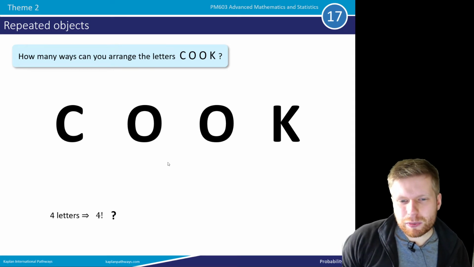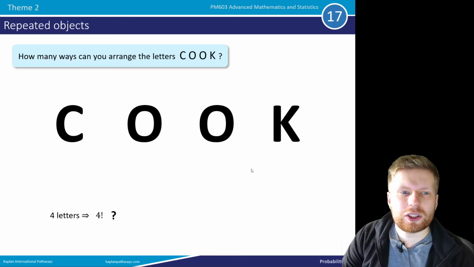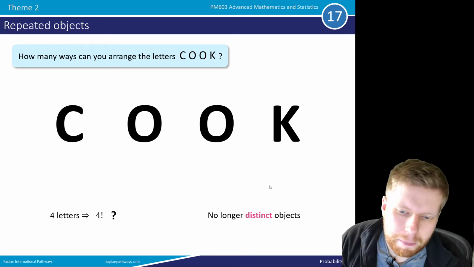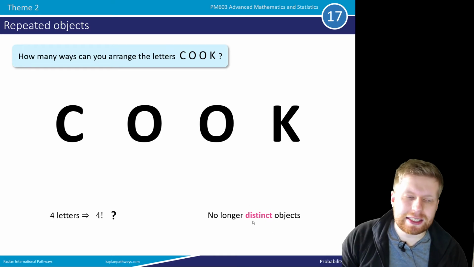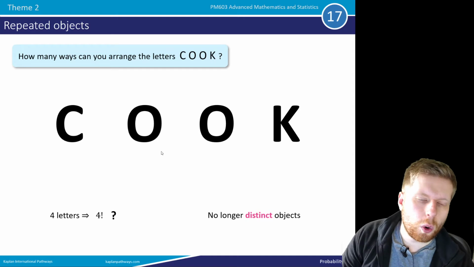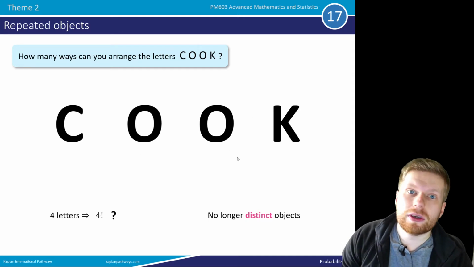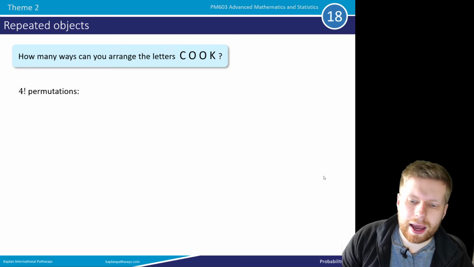So actually in this case, we need to be a little bit more careful. It's not quite as straightforward as just 4 factorial for the number of different arrangements, because they're no longer distinct objects. Distinct is the key word there. Distinct means different. Because the C, the O, and the K are no longer all distinct, i.e. the 2 O's look the same to me, we need to be a little bit more careful.